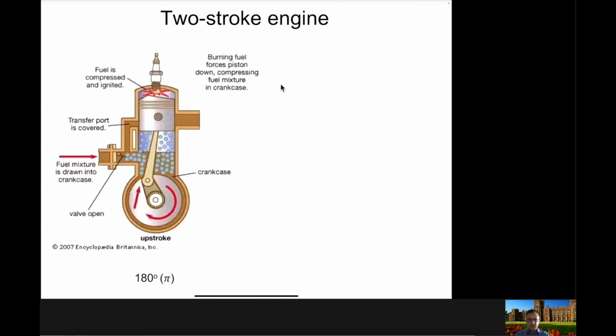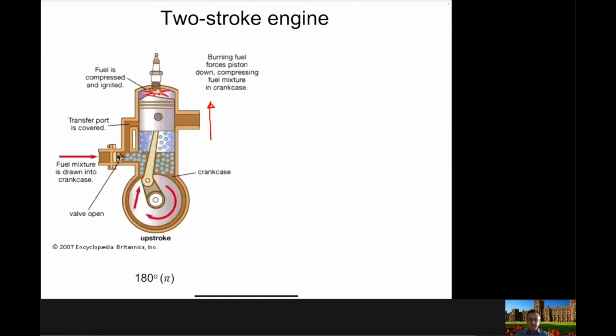So in the two-stroke engine you need only two strokes to complete the full cycle. We will call these the upstroke and the downstroke. As you can see in the first stroke, the piston is moving in the upward direction, so this is the direction of the movement of the piston.